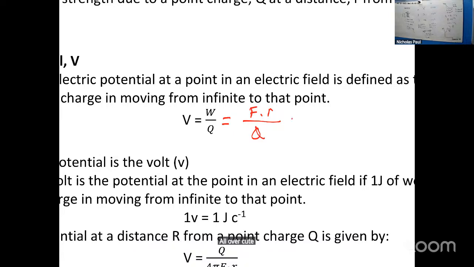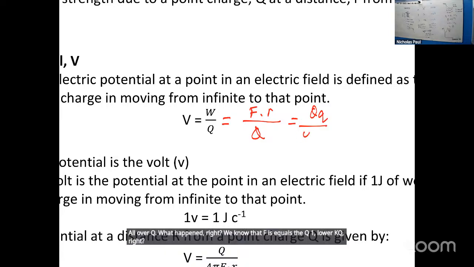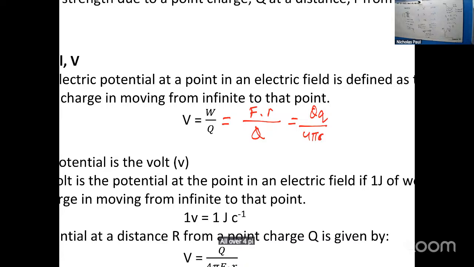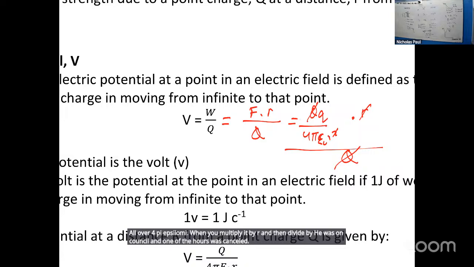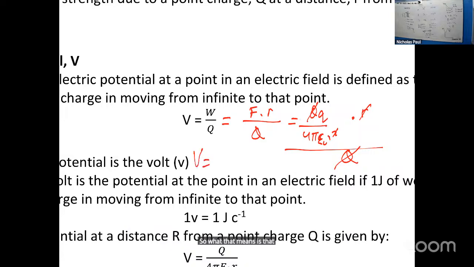We know that F is equal to capital Q times lowercase q, all over 4 pi epsilon r squared. When you multiply by r and then divide by q, the q's will cancel and one of the r's will cancel. So electric potential is Q over 4 pi epsilon r. That's the next way to find electric potential. The SI unit is volts.